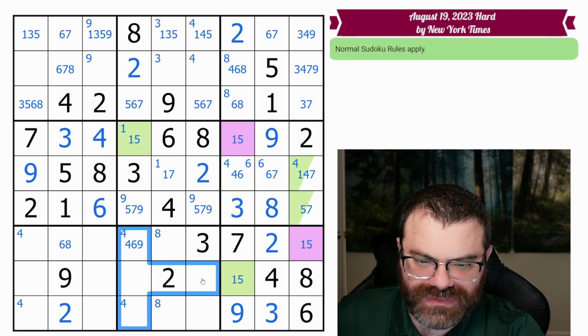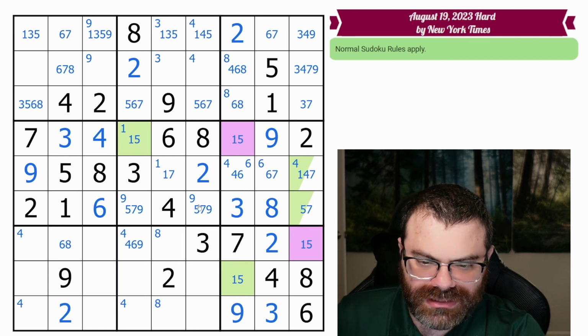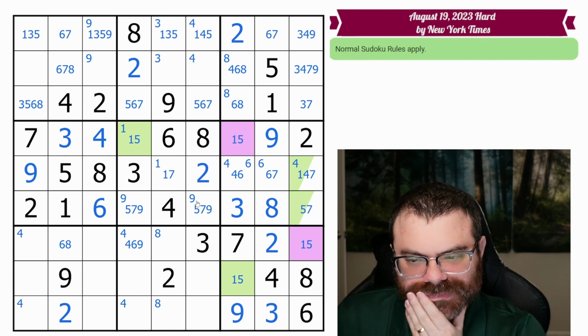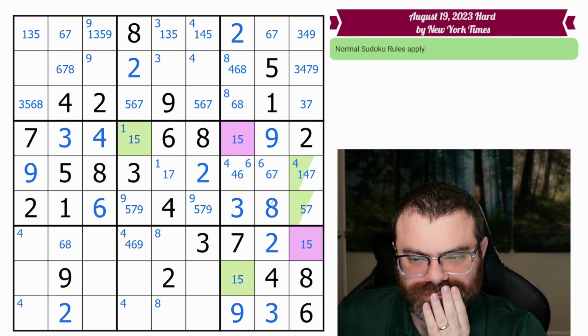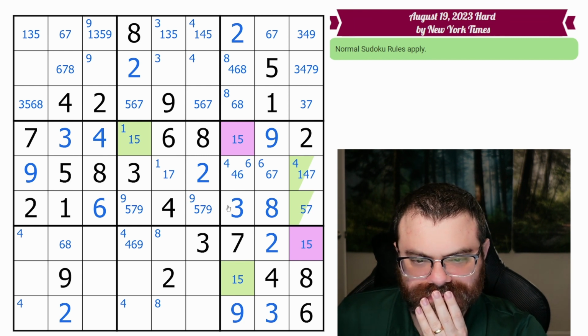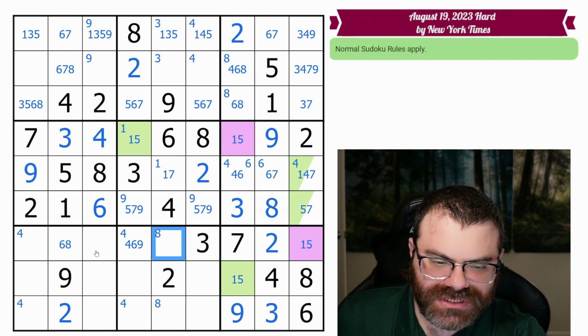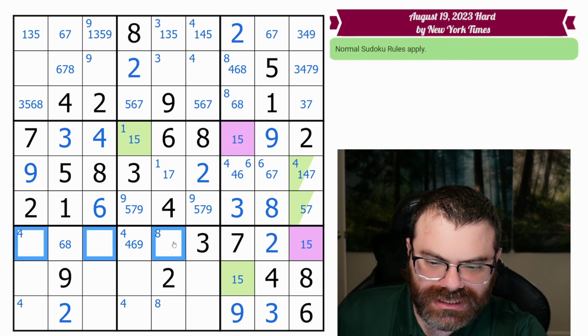So the green 1, 5 in this box goes in one of these, but I don't think I'm going to lean on that too heavily. Okay, what do we want to do here? I'm sure there's just something simple I'm missing. How about this row?